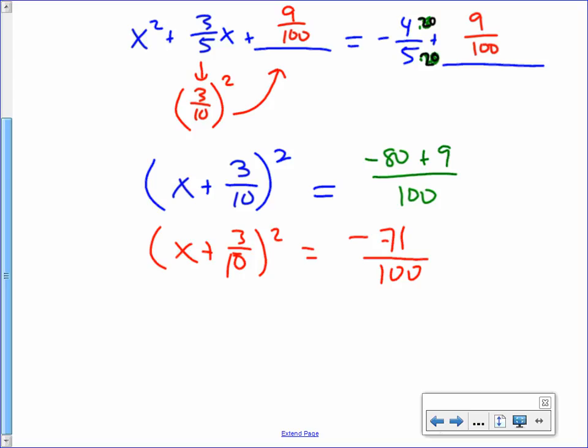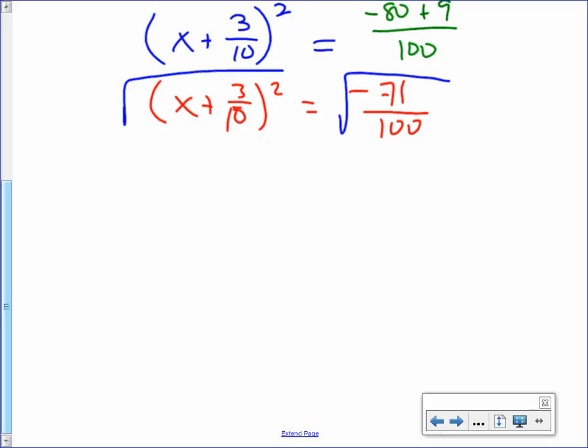Now what? You take the square root of each side. The square root of negative 71 is i root 71. 71 doesn't simplify. Plus or minus though. So you've got x plus 3 over 10 equals plus or minus. You could take the root of 100, so that's 10. The square root of negative 71 is just i root 71.